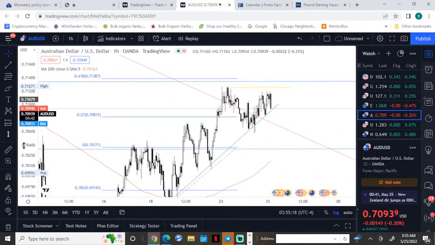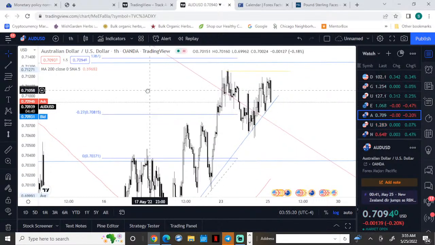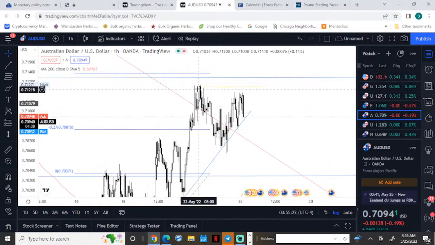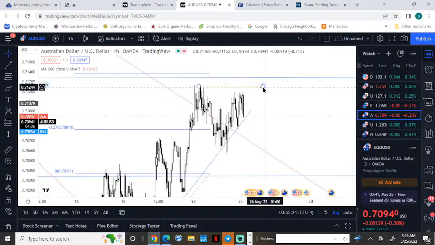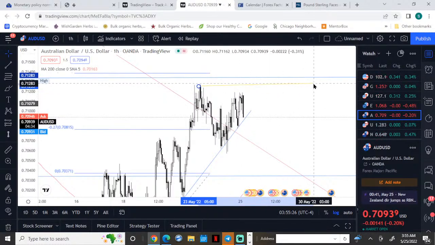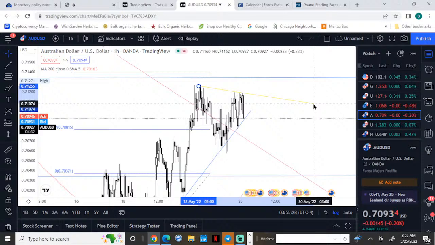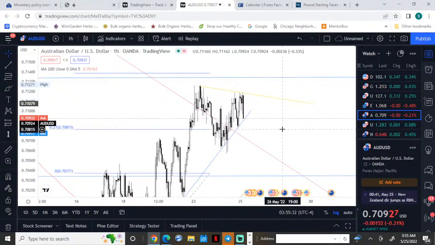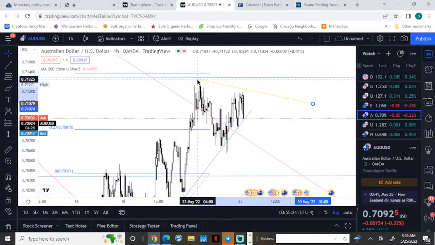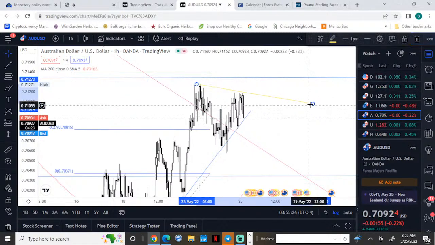So on AU, I drew this yellow line right here because price turned around and gave me this hourly support and resistance area, which I am now going to turn into a trend line.